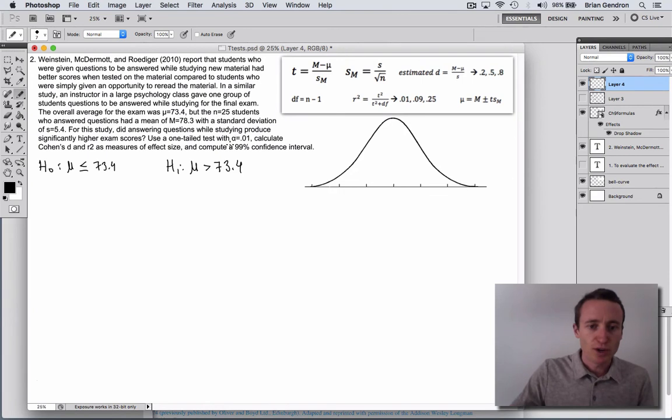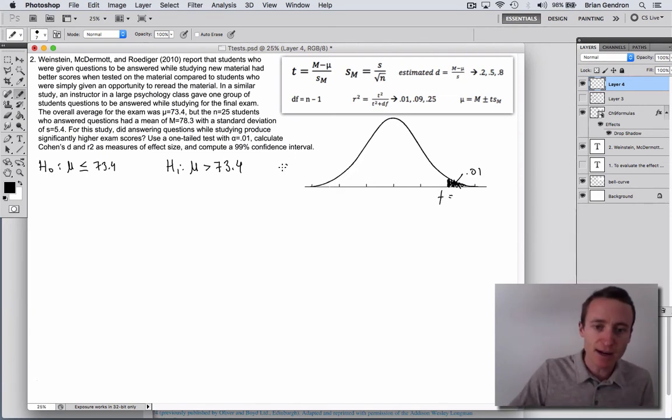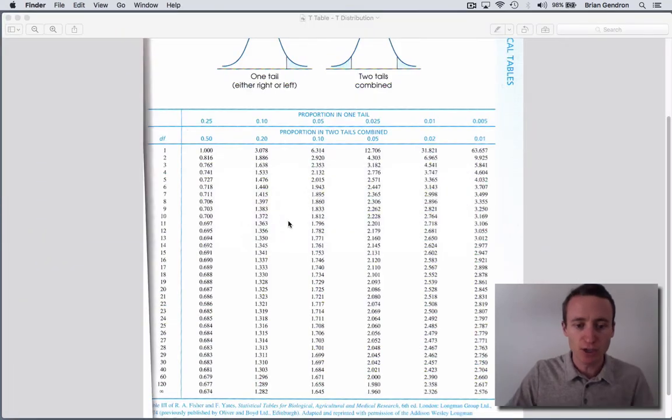All right, we're using an alpha of 0.01, one-tailed, and so I'm going to shade in my critical region, 0.01 here, and I'm going to go to my t-table. Before I do that, I need my degrees of freedom. There are 25 people in the study. 25 minus 1 means there are 24 degrees of freedom in this study. So I go to my table, find 24 degrees of freedom. There it is. The actual value is listed this time, so we don't have to worry about that.